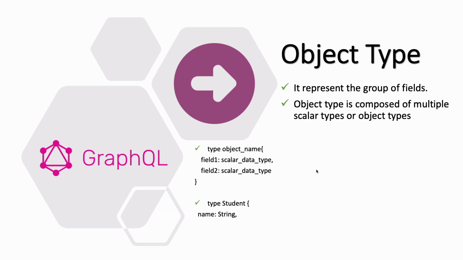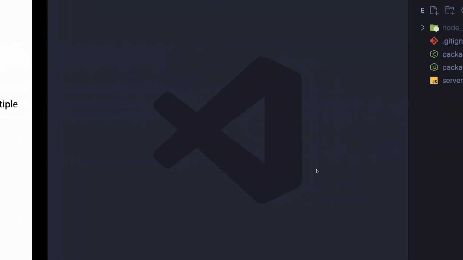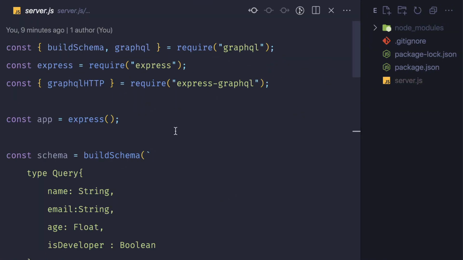A student name can be a scalar type of string, age can be a scalar type of int, and it could also have another field called, let's say, class, which is an object of class. Okay, so if it is confusing, let's go to the code and see how it's going to work.